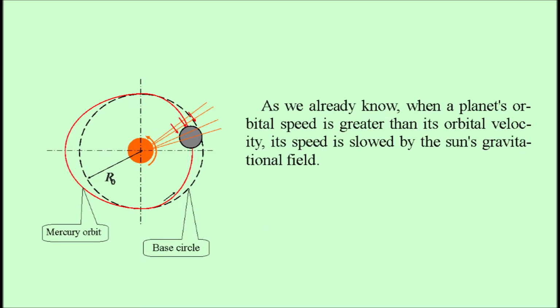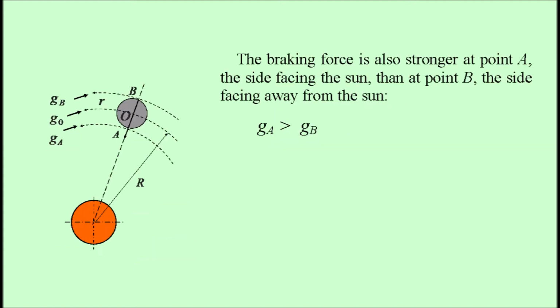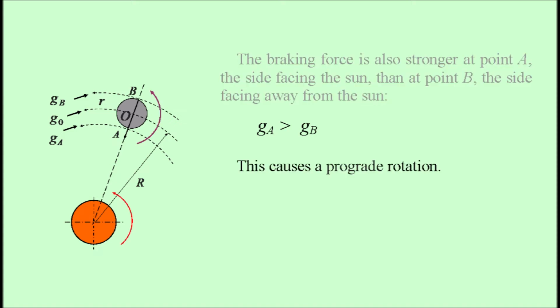As we already know, when a planet's orbital speed is greater than its orbital velocity, its speed is slowed by the Sun's gravitational field. The braking force is also stronger at point A, the side facing the Sun, than at point B, the side facing away from the Sun. This causes a prograde rotation.